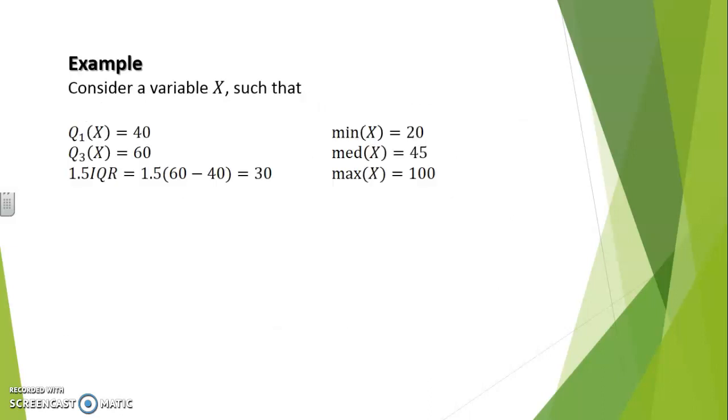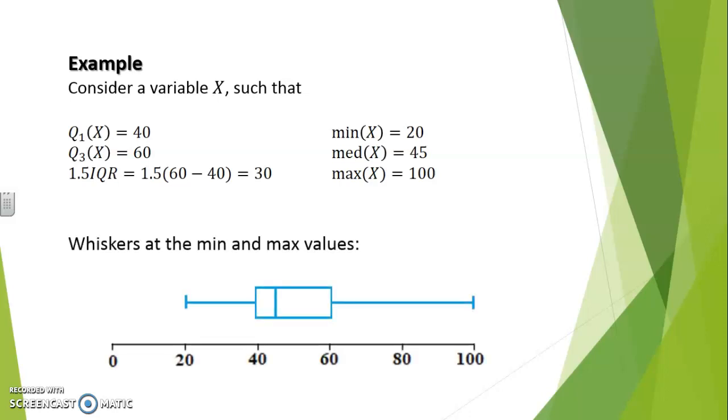Here's an example where we have variable x, whose first quartile is 40, whose third quartile is 60. So that means that the interquartile range, the separation between those two quartiles, is 20, and 1.5 times that is 30. The variable's min and max are 20 and 100 respectively, and the median is 45. So graphically, here is what the box plot would look like.